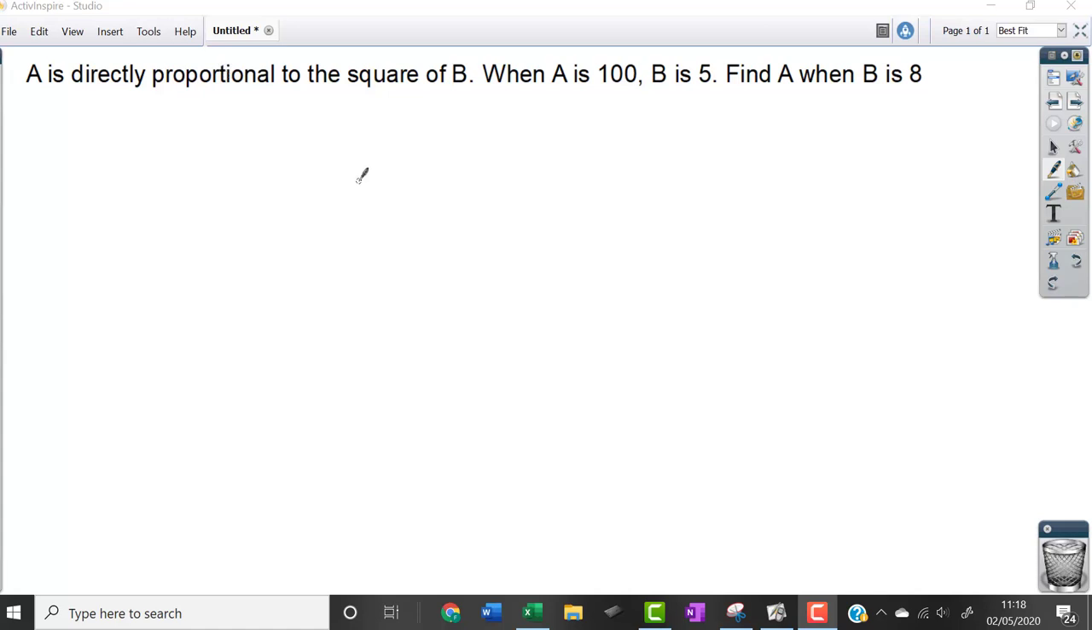If we take a look at this example of direct proportion, A is directly proportional to the square of B. We've got to understand what that means. A lot of students get confused about this bit. The square of B purely means B squared. If you had the cube of B, that would be B cubed. That's just something to bear in mind when you see these questions in an exam paper.